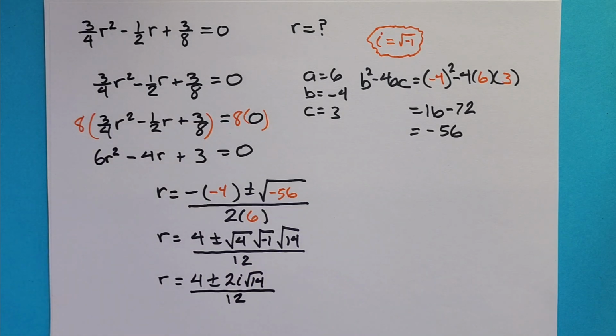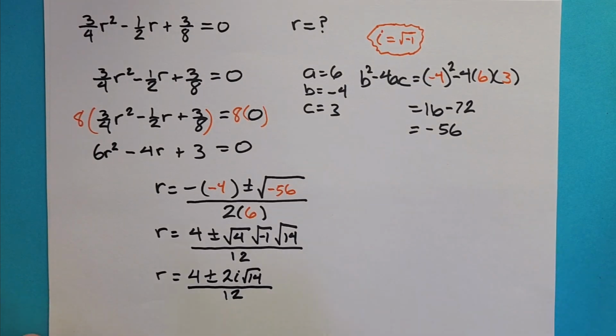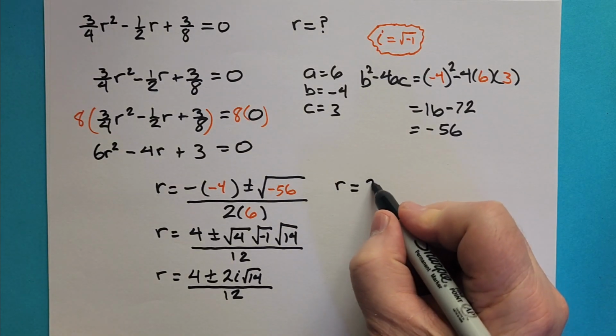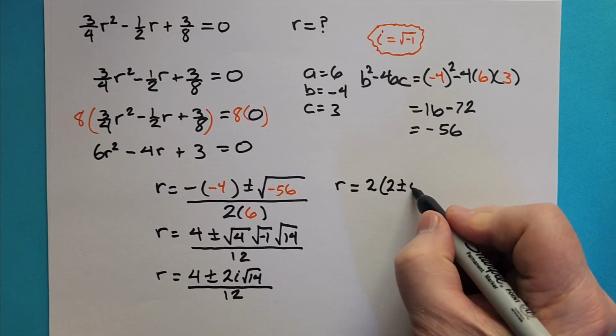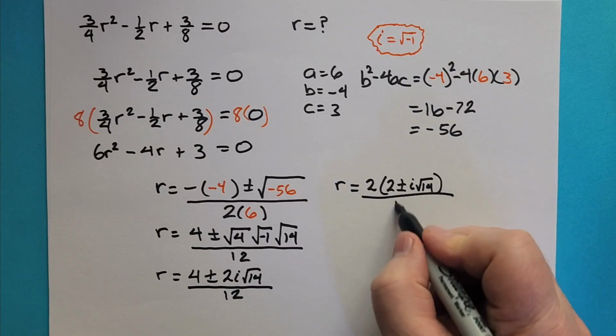So we need to reduce this now. So in order to reduce this, we look for that greatest common divisor. 2, 4, and 12 are all multiples of 2. So the GCD of all three of these positions is going to be 2. And I'm just going to be real clear about this, so I'm going to do some factoring. So r is equal to, I'm going to factor out that 2. It's going to leave me with a 2 plus or minus just the i, root 14, all over 12.